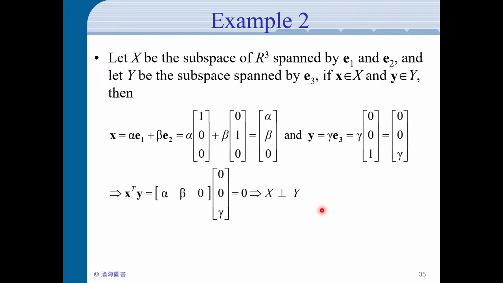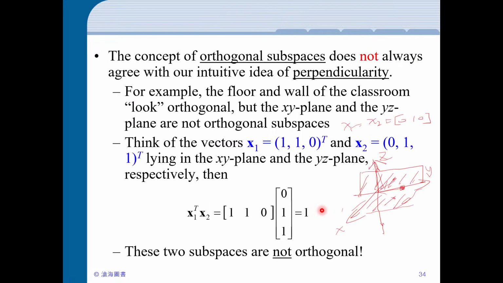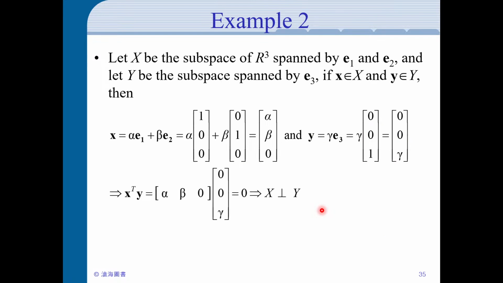And anyway, here is our example, just the xy plane and the z-axis example. If x is in the xy plane, it's alpha e1 plus beta e2, so (alpha, beta, 0). And the vector in y is (0, 0, gamma). Now I see that they are actually orthogonal. So (alpha, beta, 0) inner product with (0, 0, gamma) is alpha times 0, beta times 0, 0 times gamma, which equals 0. So those two spaces now are orthogonal.